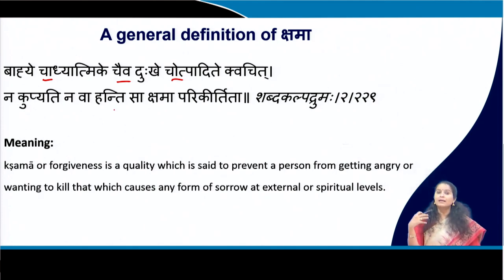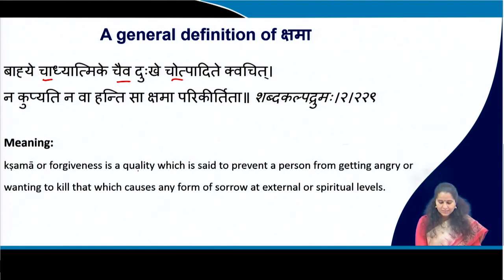Navahanti, nor do they engage in actions of killing, like really violent thoughts. Sa kshama parikirtita, that is kshama. So kshama, forgiveness, is not just telling somebody, oh, I forgive you, and then harboring a lot of negative emotions towards that person, including violent emotions of killing and all. Kshama is when one really remains unaffected by any kind of anger, irrespective of whatever sorrow has been caused to the individual from outer circumstances.